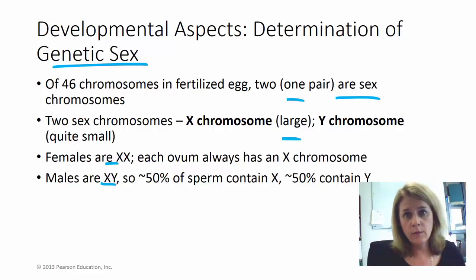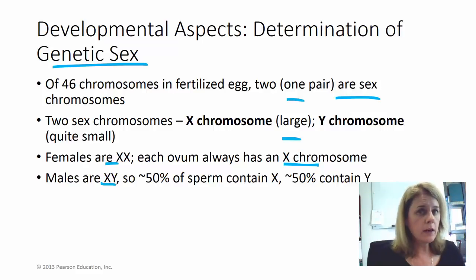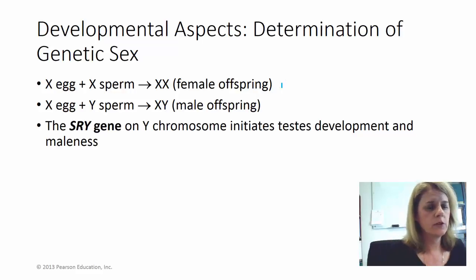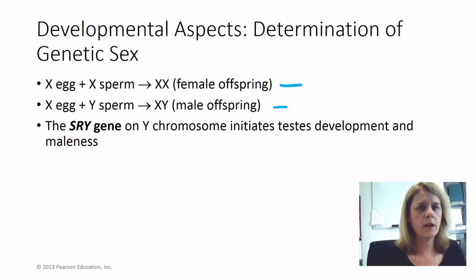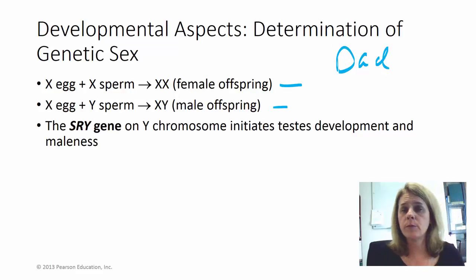Each ovum always has an X chromosome, always. In males, 50% of the sperm are X and 50% are Y. So what does that mean? An X egg and an X sperm gives you a female. An X egg and a Y sperm gives you a male. That means your sex is determined by your dad, okay? Whichever sperm you get, X or Y, determines if you're male or female. So your sex is determined by the male.